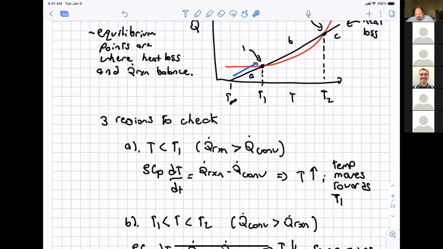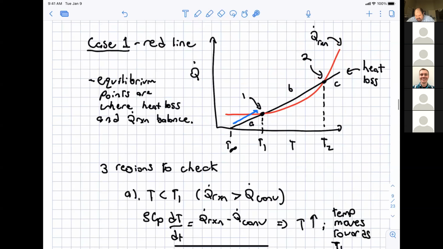Okay, now we have region B here. What if the temperature is between our lower and our upper stationary points? Well, here in this region, the rate of convective heat loss is the exact opposite. The rate of convective heat loss is greater than the amount of heat generated due to chemical reaction. So in this region, say if I start the temperature right here, there is a greater amount of convective heat loss than there is heat generation due to chemical reaction.